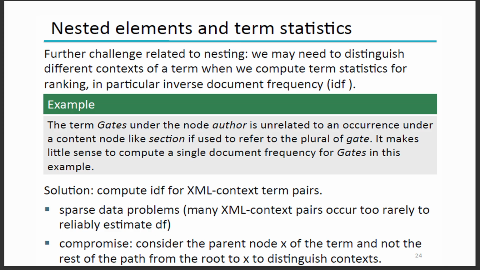Now, sparse data problems: many XML context pairs occur too rarely to reliably estimate DF. What is the compromise? Consider the parent node X of the term and not the rest of the path from root to X, as the distinguished context.